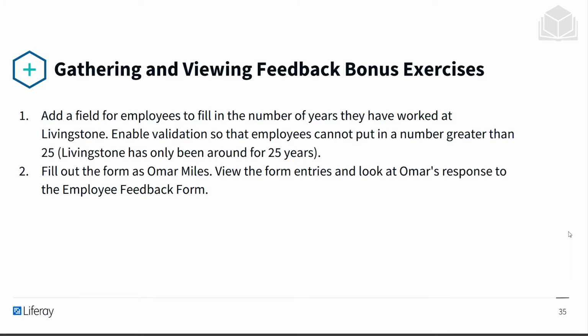After this exercise, there will be some bonus exercises that I won't be going through, but that you can try for yourself. This includes adding a field for employees to fill in the number of years they've worked at Livingston. You can enable validation so that employees cannot put in a number greater than 25, because Livingston has only been around for 25 years. Then you can try filling out the form as Omar Miles, view the form entries, and look at Omar's response to the employee feedback form. But with that, let's start with the exercise.